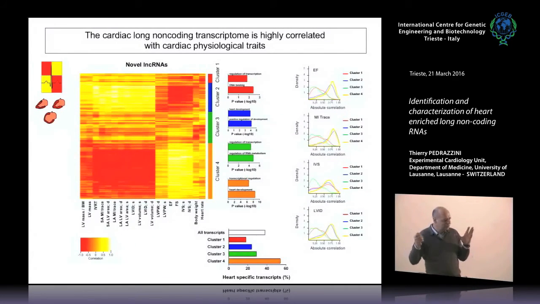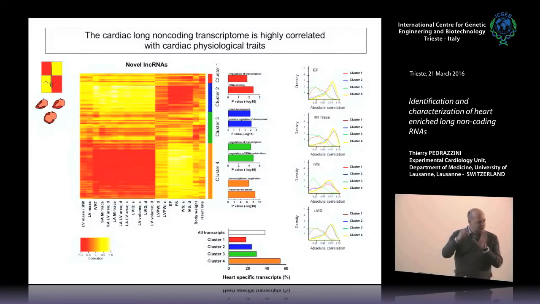In trying to define the function of this transcript, we try to associate it with parameters of cardiac function and remodeling. It's not important that you know what is in there, but you have to know that you have parameters that are mostly associated with remodeling and parameters that are mostly associated with cardiac function. And again, we try to cluster these transcripts according to the correlation with these different parameters. What you can see here is that you can immediately find different clusters.